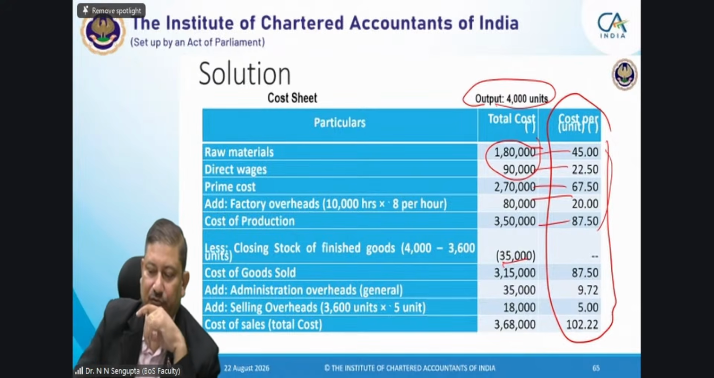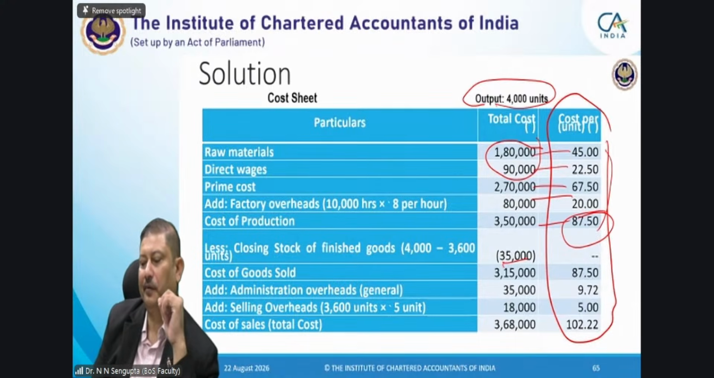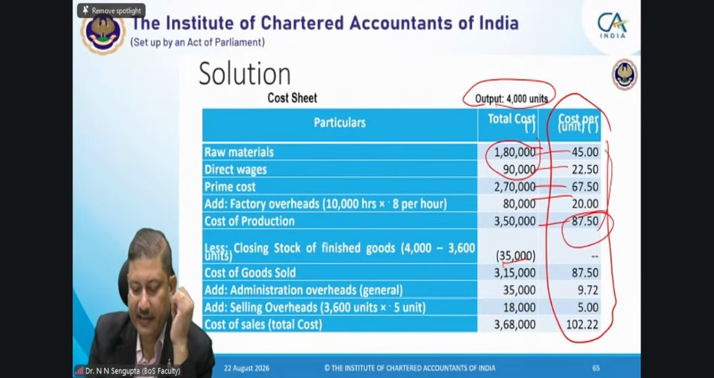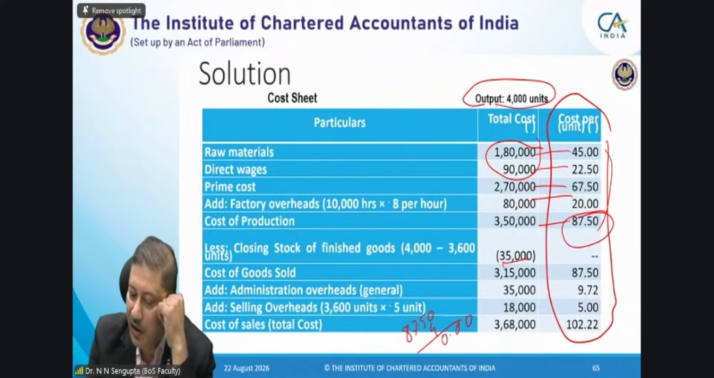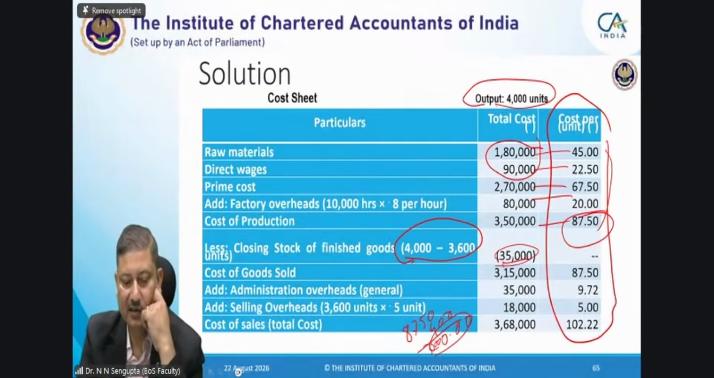400 into this unit production, correct. 87.50 into 4,000, and 35,000. If you add two more zeros, this will be 35,000, which is this one, and multiplied by the difference between the stock.